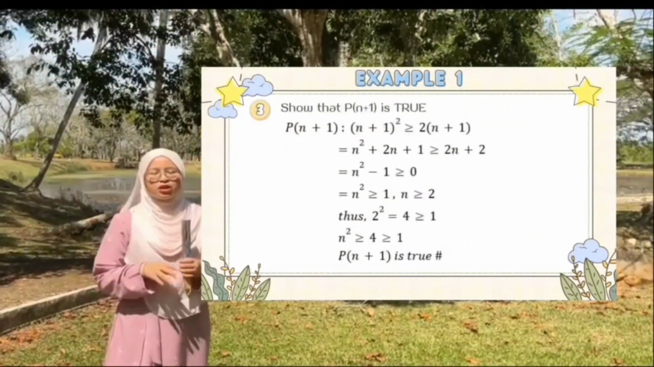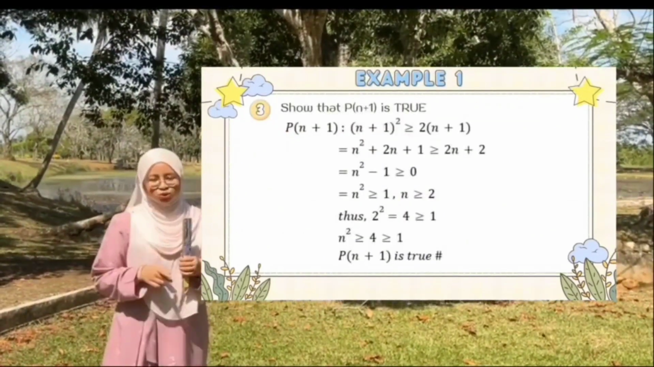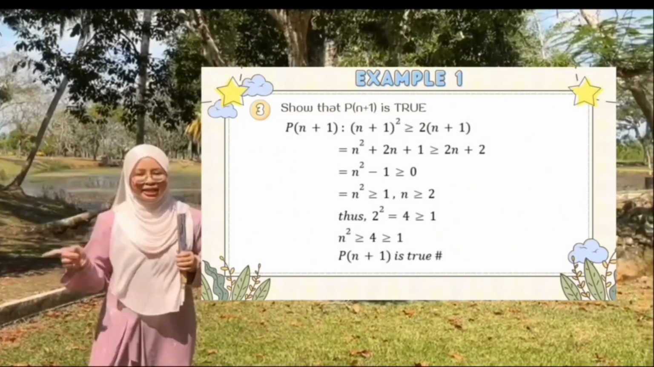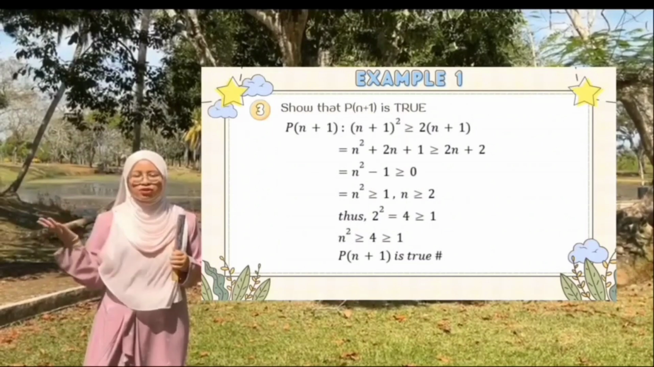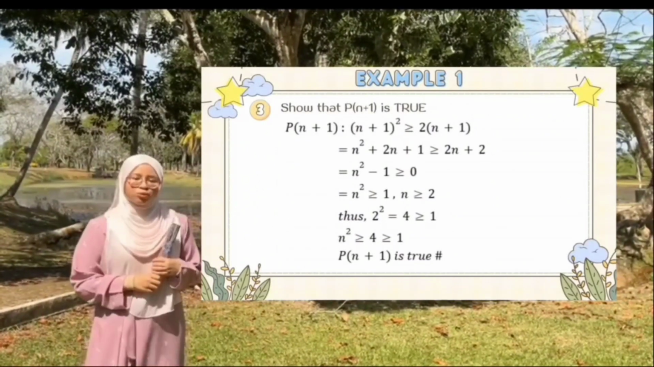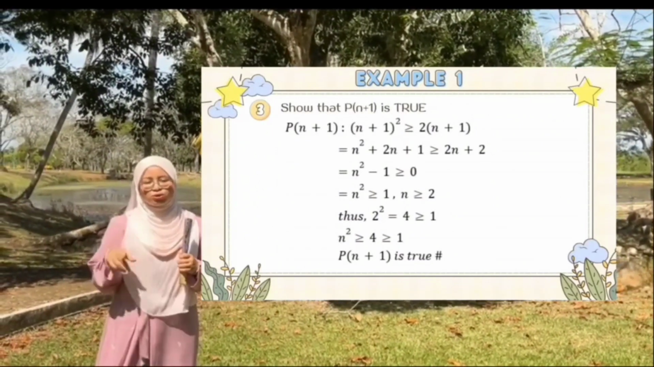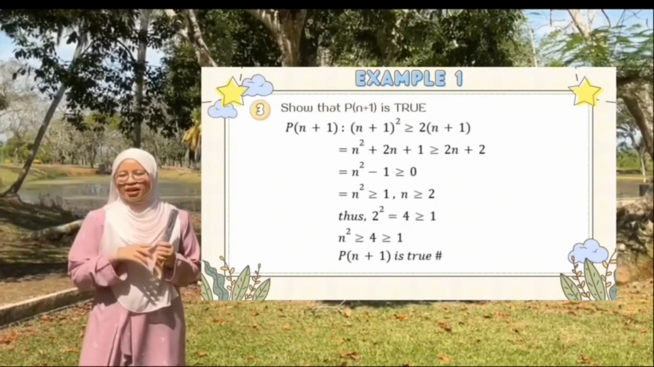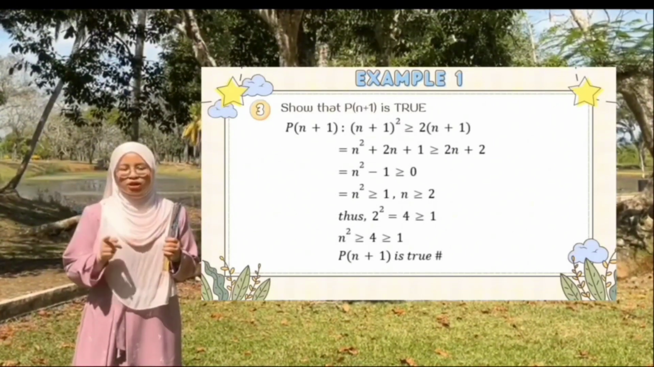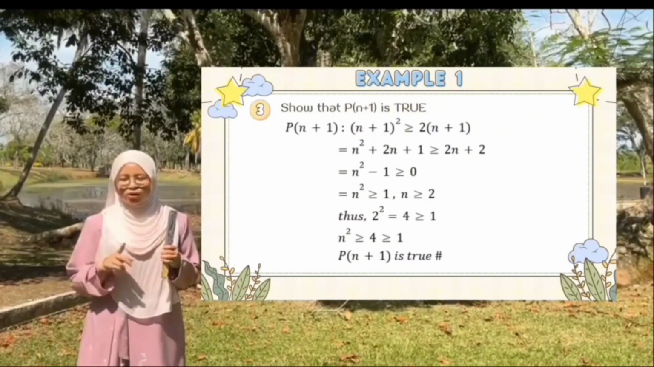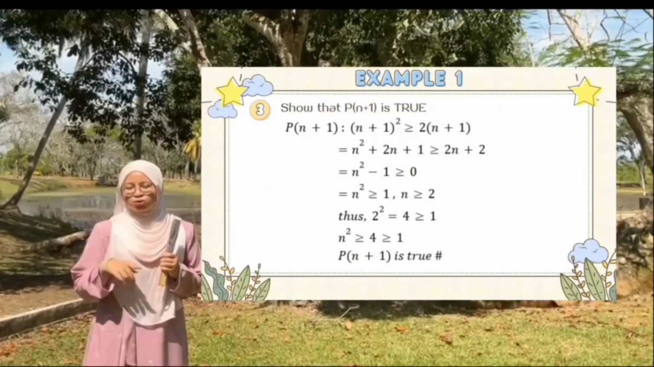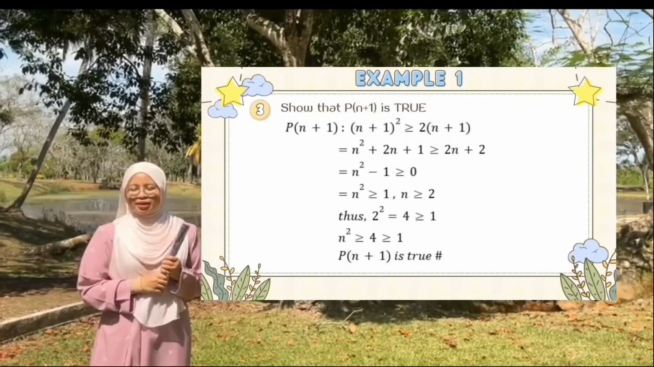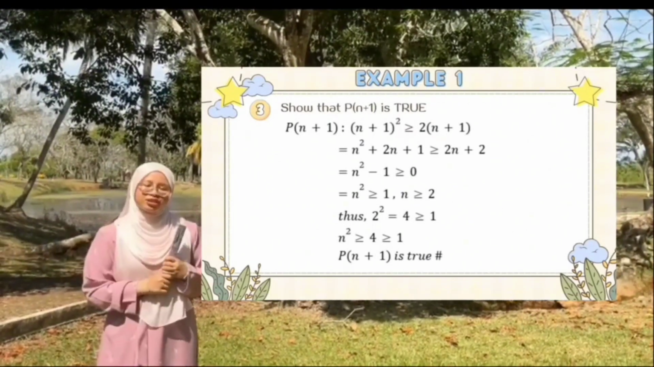For the last step, show that Pn plus 1 is true. How? We need to substitute n plus 1 into n from the equation Pn. So, the equation for this is, in bracket, n plus 1 squared is bigger than or equal to 2 times n plus 1. When we solve this equation, we get n squared is bigger than or equal to 1, where n is bigger than or equal to 2. Thus, 2 squared is equal to 4, bigger than or equal to 1. Then, Pn plus 1 is proven to be true.